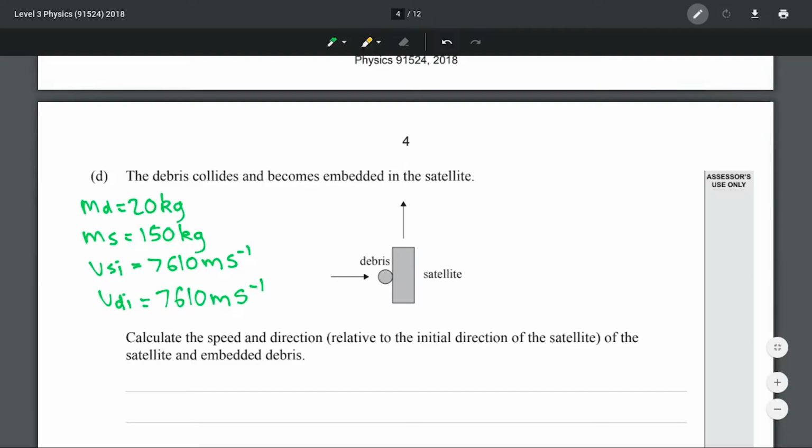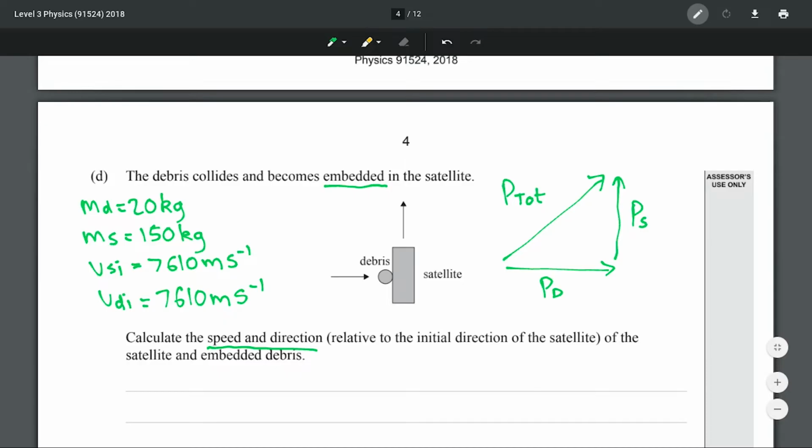And so if we consider the momentum of our debris, so we'll call that PD, plus the momentum of our satellite, they combine to give us our total momentum, which, since these two embed in each other and stick together, is going to be the momentum of them after the collision takes place. And so that will be the source of our information for our speed and indeed the direction.